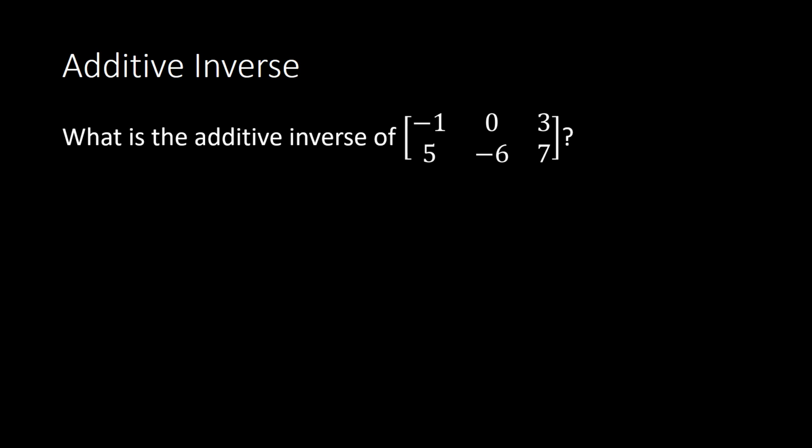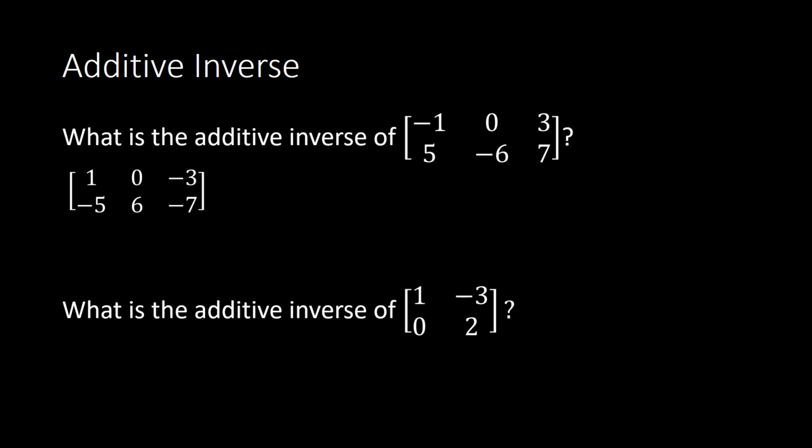Now, if you were asked to find the additive inverse of this matrix, what I do is change the sign of every number. So the -1 becomes a +1, the 0 just stays a 0, 3 becomes -3, 5 becomes -5, -6 becomes +6, and +7 becomes a -7. Same for this next example. The +1 would become a -1, -3 becomes a +3, 0 stays a 0, and 2 becomes a -2.